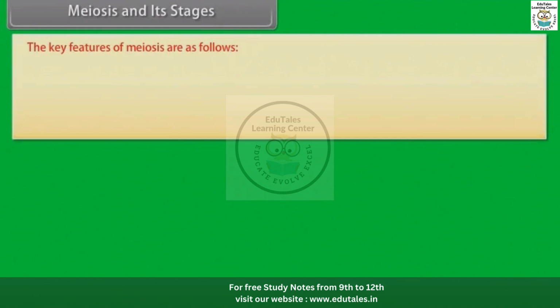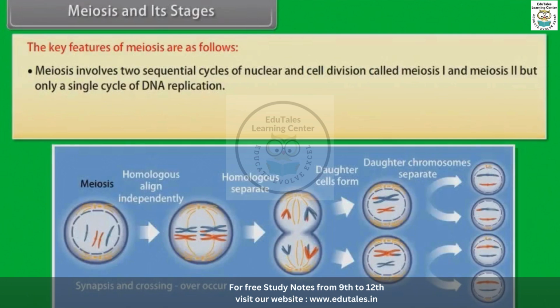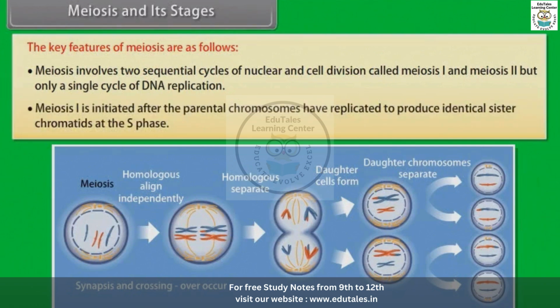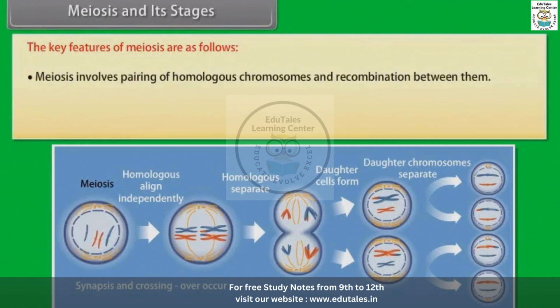The key features of meiosis are as follows. Meiosis involves two sequential cycles of nuclear and cell division called meiosis 1 and meiosis 2, but only a single cycle of DNA replication. Meiosis 1 is initiated after the parental chromosomes have replicated to produce identical sister chromatids at the S phase. Meiosis involves pairing of homologous chromosomes and recombination between them. 4 haploid cells are formed at the end of meiosis 2.